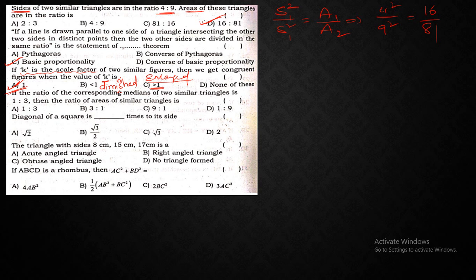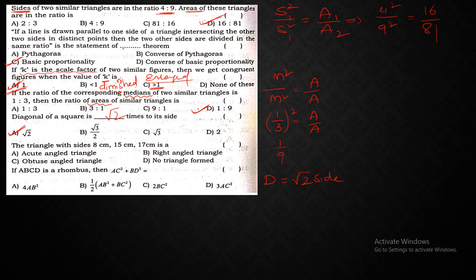Next, read the question. What he has given is median and area. Median square by median square is equal to area by area, right? When I substitute these values, 1 by 3 whole square is equal to area by area, which is nothing but 1 by 9. So the answer is 1:9. Next, the diagonal of a square is dash times its side. What is the diagonal of a square formula? Root 2 times the side. Hence the answer is root 2.